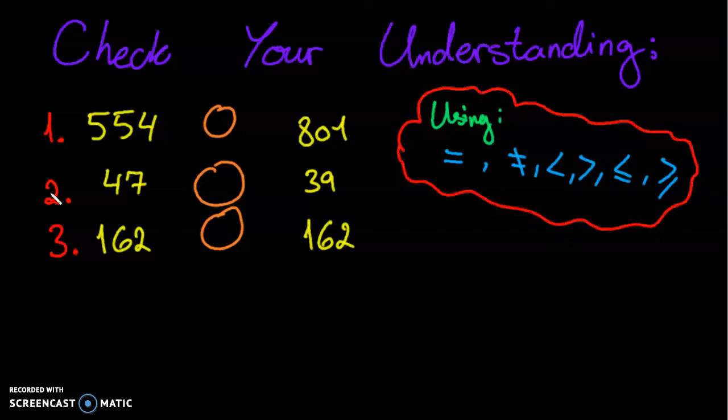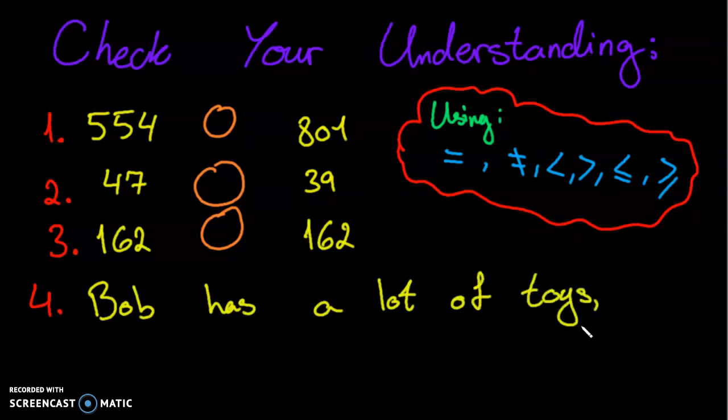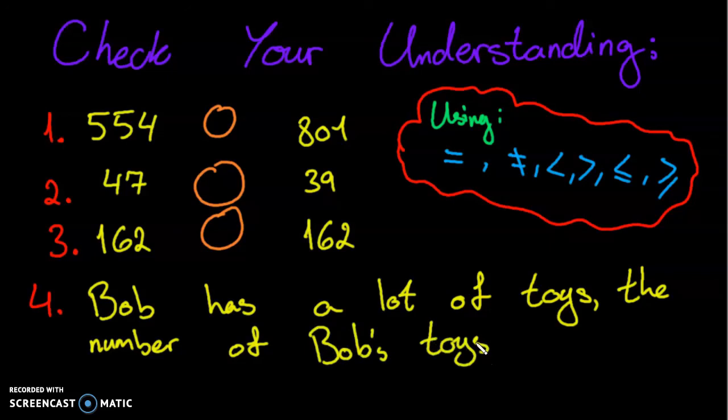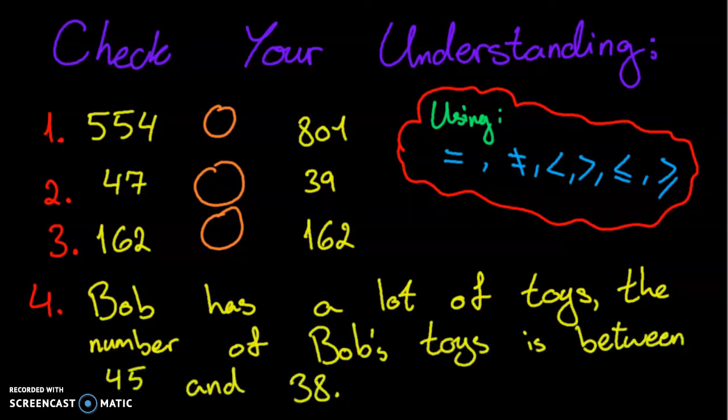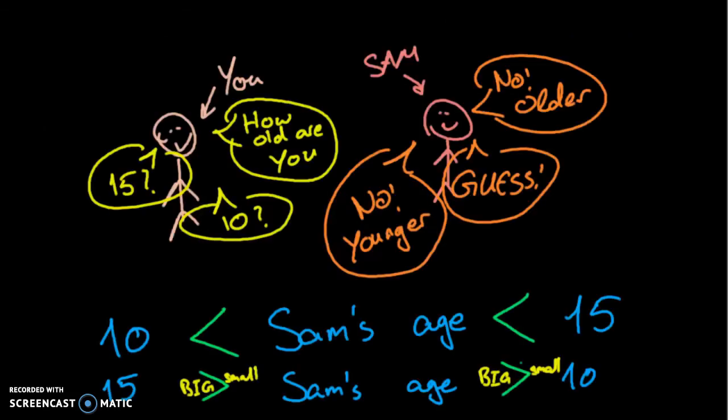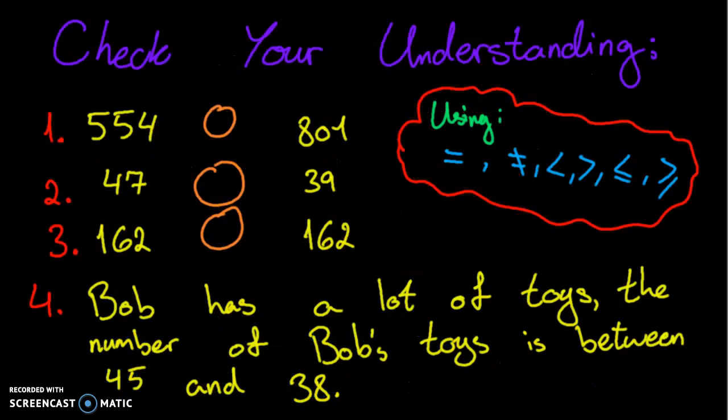For the fourth question, Bob has a lot of toys. The number of Bob's toys is between 45 and 38. I want you to do the same thing that we did before with Sam's age. So I want you to put Bob's toys between two numbers and use the correct sign.